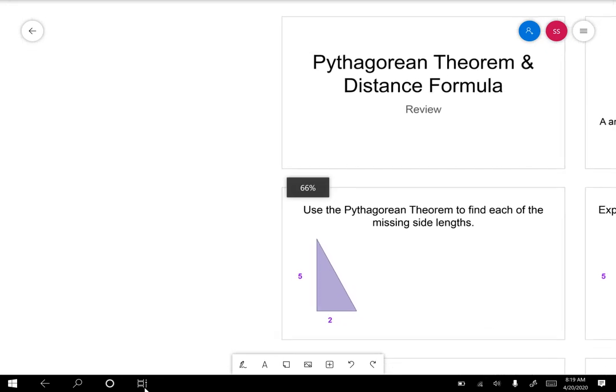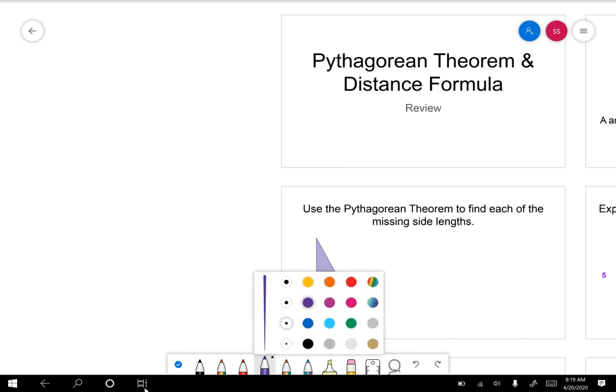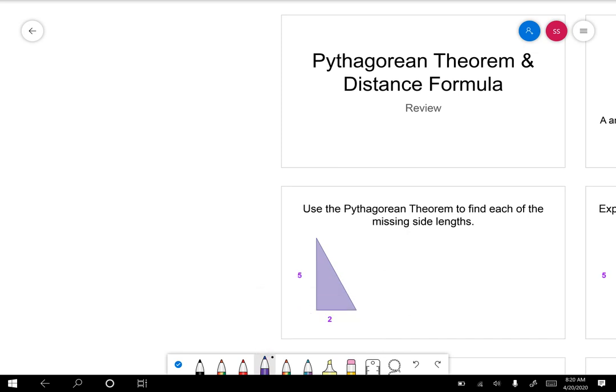First question. Use the Pythagorean theorem to find each of the missing side lengths. Only one missing side length here. Let's match our picture and go with purple. Okay, so we have a right triangle here. We know that one of the sides, we'll call this one A, is 5. We know the other side, B, is 2. And we want to find C. We don't know what C is yet.